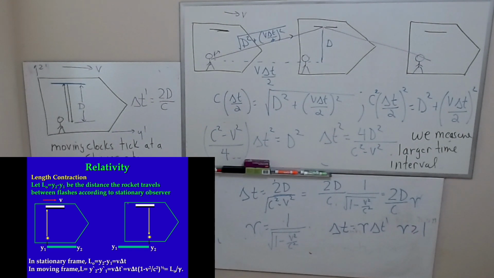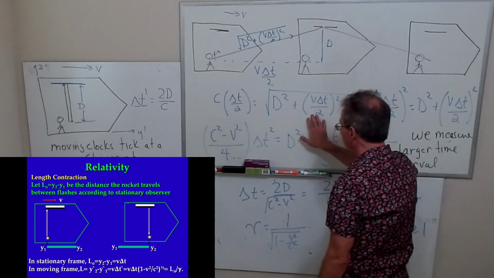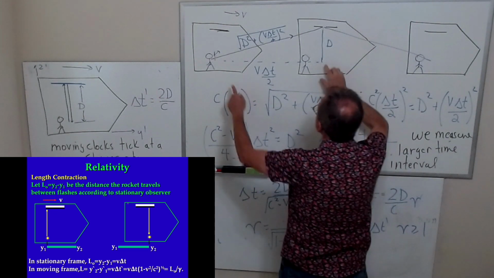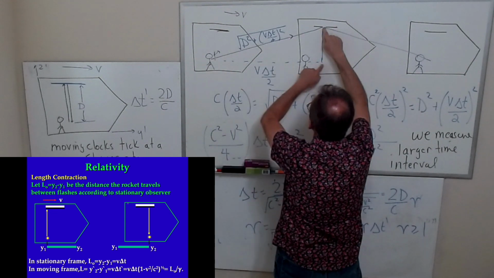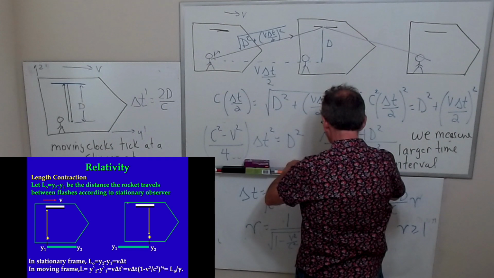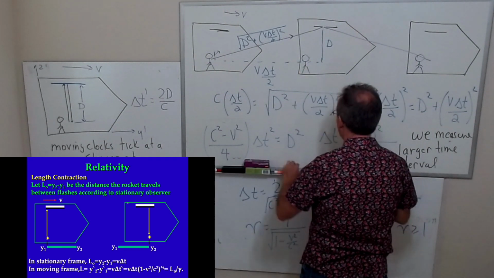Okay. Are there questions? I was going to ask, how did you get the square root of d squared plus v delta t squared? Because I just got lost in that part. Can you explain how you got that? Well, I used the Pythagorean theorem. This squared plus this squared is that squared, because when you get to this middle, there's going to be a right angle.